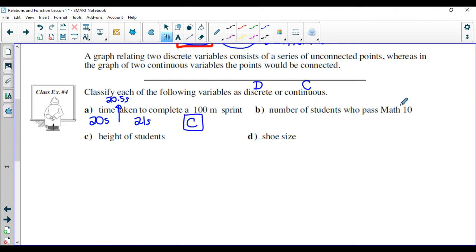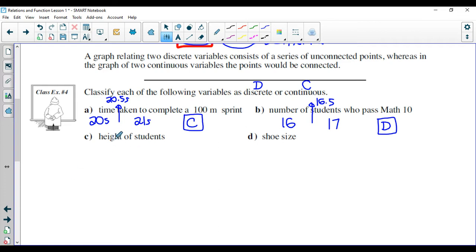Okay, the number of students who passed Math 10. Let's say 16 people pass Math 10, 17 people pass Math 10. Let's look at an intermediate value, 16.5. Can 16.5 people pass Math 10? No, because what does that mean? Half of a person? Does it mean just their legs pass Math 10? That doesn't make any physical sense. So in this case, we call that a discrete variable because intermediate values do not make any sense.